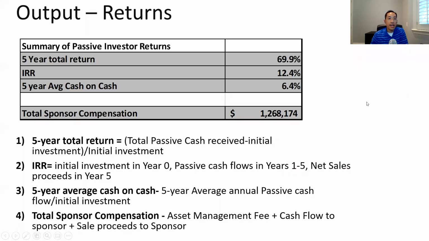So in the summary, 5-year total returns about 70%. So that means if you put in 100,000 as a passive, you're going to receive 70,000 over the 5 years. Internal rate of return is just your return on an annual basis, based on when you receive those cash flows. And then the 5-year cash on cash is based on the passive cash flow, based on the property's cash flow, not based on the residual sale. And then the sponsor comp, that is how much you make in terms of equity override, asset management fee, and cash flow at the end when you sell the deal.